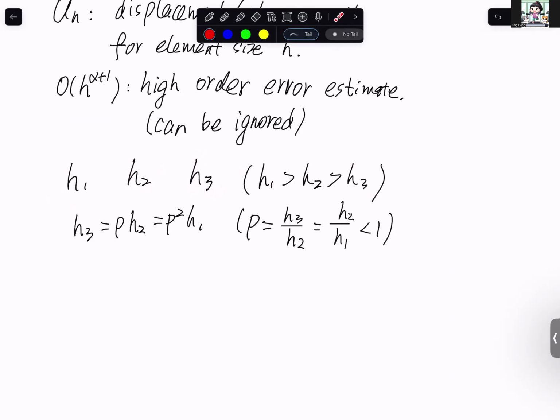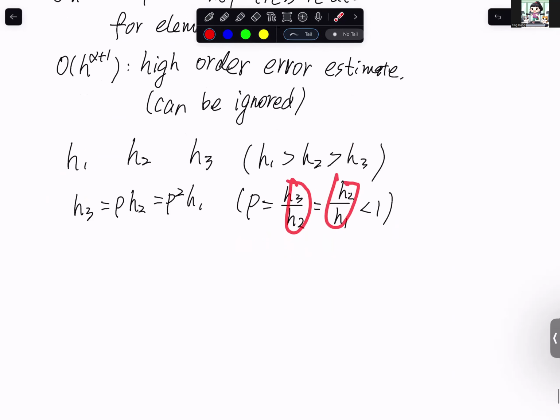So what do we normally do? Let's repeat it here. We use the same ratio. Since it's a refining process, H3 is smaller than H1. Make sense? So the ratio P here should be smaller than 1, and we use the same ratio for H2 over H1. We commonly use the same P in the refining process to simplify our calculation, but of course you can use different ratios here.